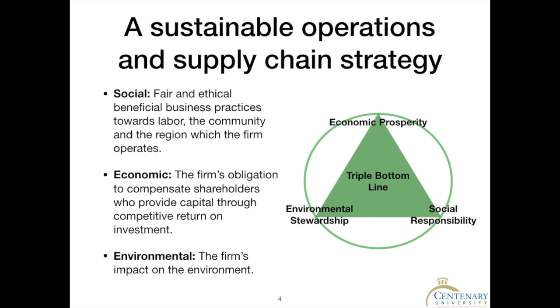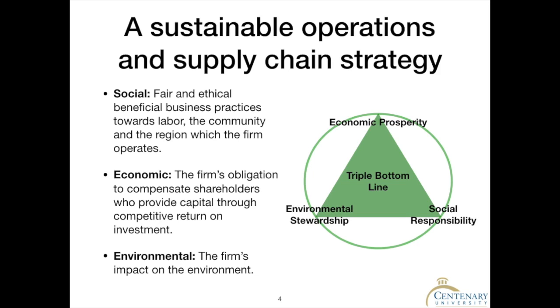So the elements of the triple bottom line are social, economic, and environmental. Where social is really dealing with people and the relationship that we have with employees in terms of labor, the greater community where this firm is operating, and ensuring that we're working with people in a fair way. You'll see this in fair trade coffee, a good example of making a branded claim by putting an emphasis on the social aspect of the triple bottom line.